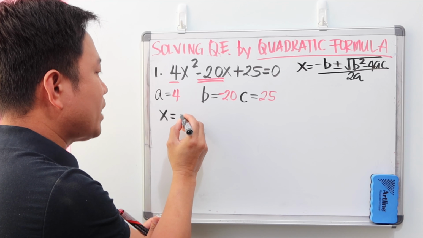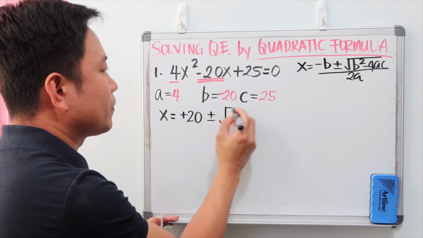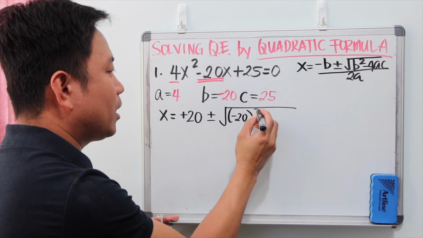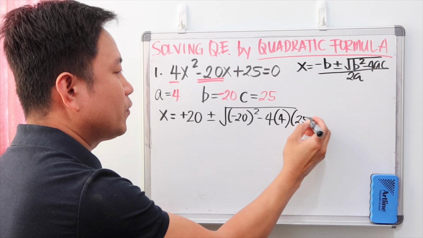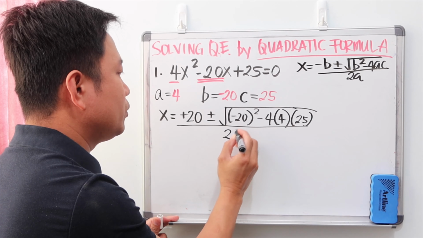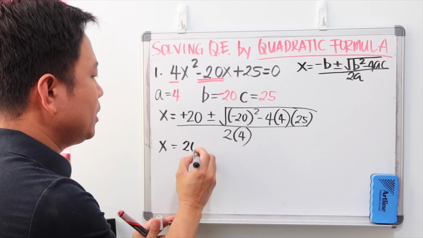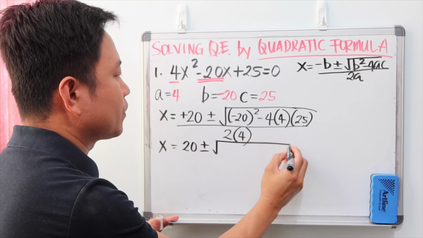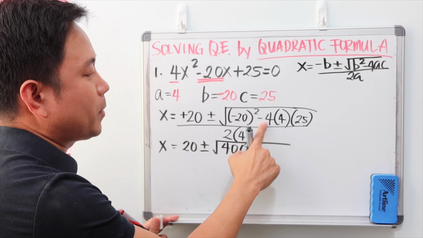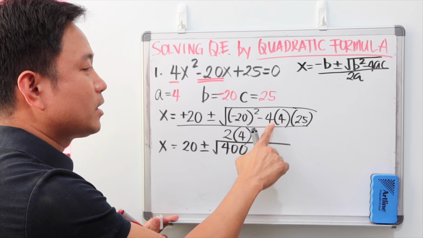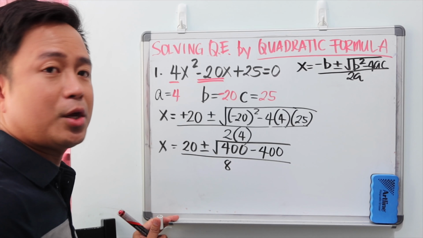So we have negative of negative 20. That turns now to positive 20. Plus or minus the square root of negative 20 squared minus 4 times our a value times our c value, 25. And then we have 2 times 4 in the denominator. Simplifying this further, we have 20 plus or minus the square root of negative 20 squared, which is 400, minus 4 times 4 times 25. I'm going to multiply first 25 times 4, that's 100, times 4, that's 400. And that gives us 8 in the denominator.